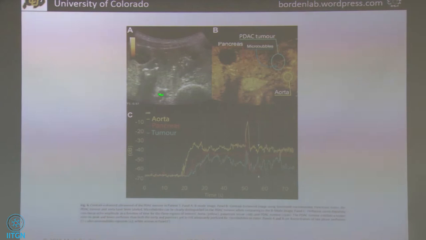And this shows some of the signals. So there's the pancreas here. This is the ultrasound image, the B-mode image, in contrast to the contrast ultrasound image. So the pancreas is here, and the tumor is here, and the aorta is here. This aorta is a big reason why you don't do the surgery, because you've got a lot of blood flow right next to the tumor, so you can't just chop out that tumor, because you might nick the aorta.